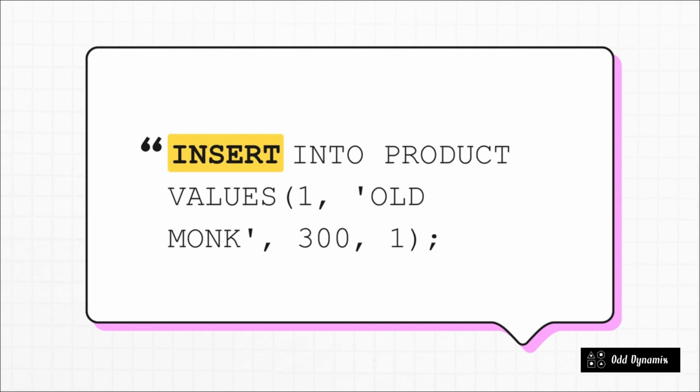Let's see what that actually looks like. This command here, insert, is basically saying to the database, hey, go to the product table and get ready to add a new row. Then we just give it the values in the exact same order as our blueprint. The product ID is 1, the name is Old Monk, the price is 300, and the quantity is 1. And boom, just like that, our first book is officially on the shelf.